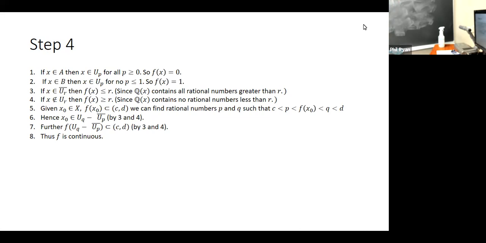Then further, the image of this has to lie within this interval (c, d) here, because p and q are between c and d, again by 3 and 4. That's all we need to do to show that f is continuous.